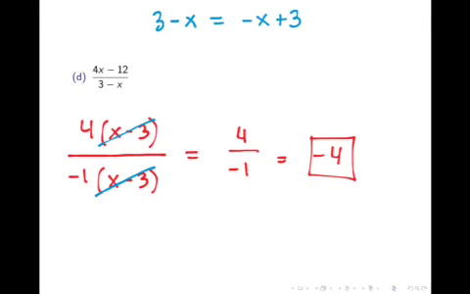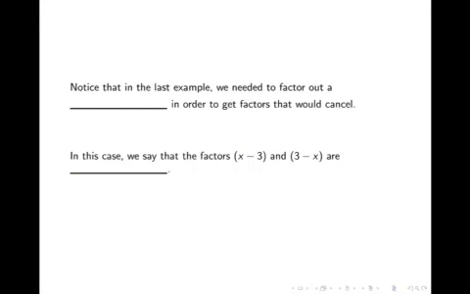Okay, this example, like I said, is something that we're going to do a lot, and so we give it a name. So in this case, in order to get factors that would cancel, we needed to factor out a negative. Specifically, in that example, we just factored out a negative 1. You might factor out a negative 2 or a negative 5 or some other number. But when we want to switch the order like that, we can say that our factors are opposites. So the factor x minus 3 and 3 minus x are called opposites.